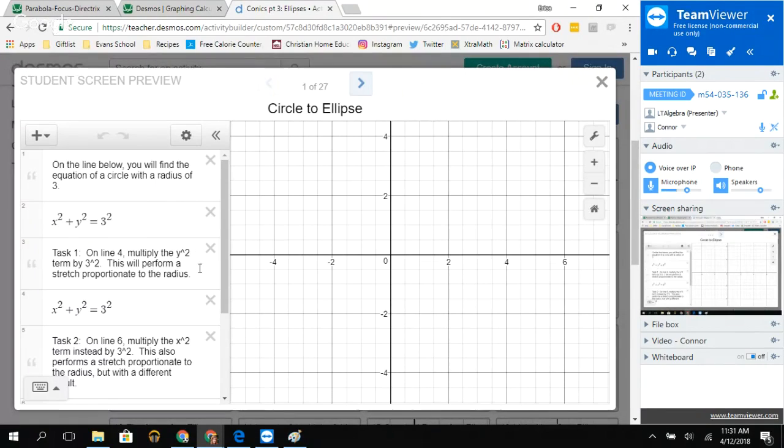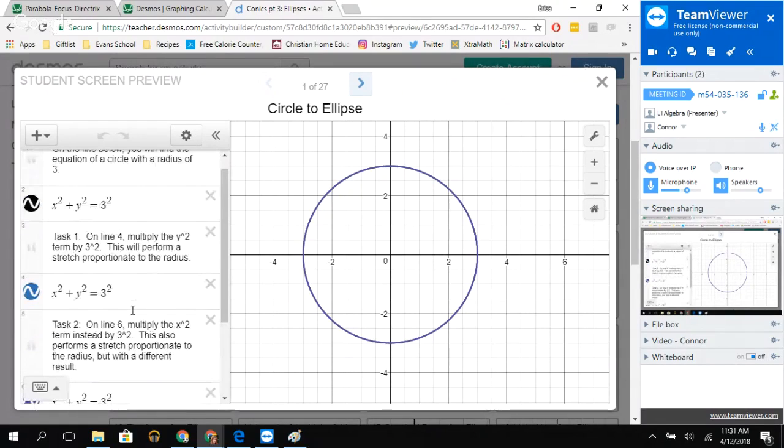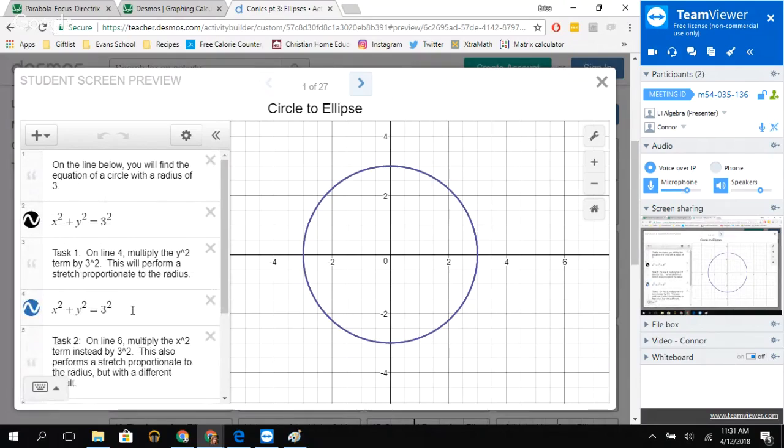Okay, so here is that equation of a circle. And then it says on line 4, multiply the y squared by a term. I'm just trying to think. I'm trying to do this fast because I didn't prepare this, but I wanted to make sure I showed you.